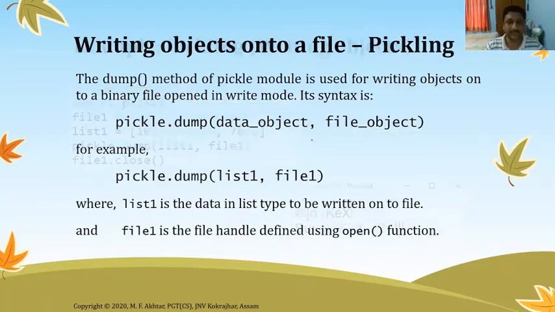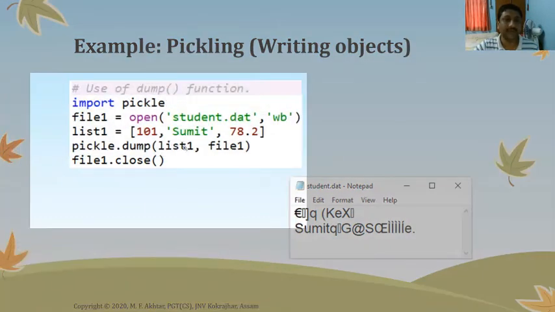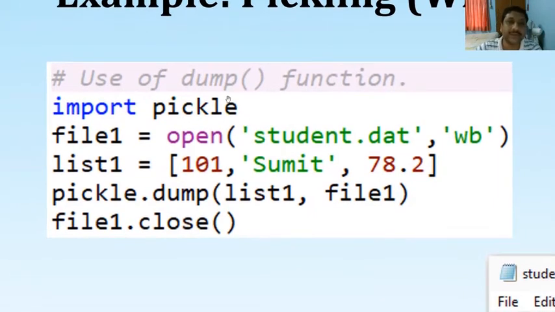See the example here: pickling, writing objects onto the file. When we want to create a new binary file, we have to open the file in write mode and save some data into that file. This is also known as creating a new file. See how we can do this using the dump function.